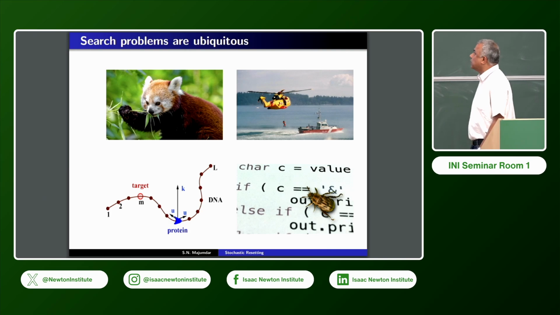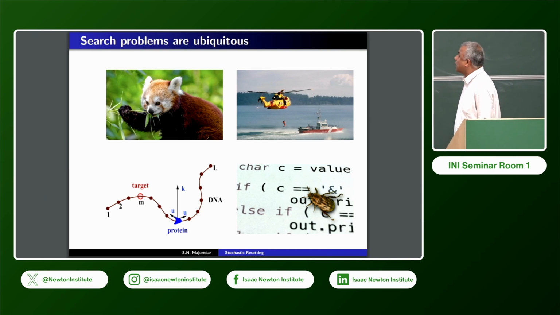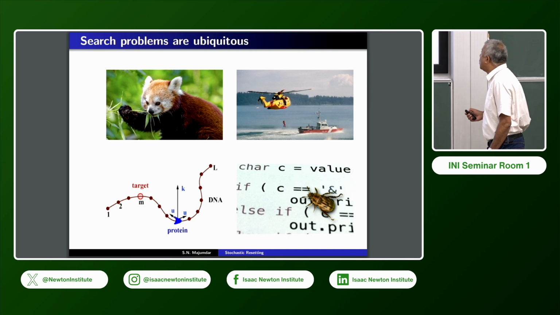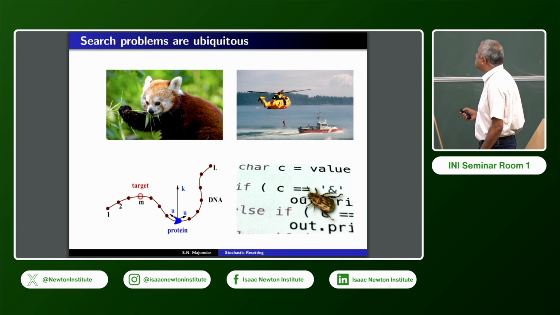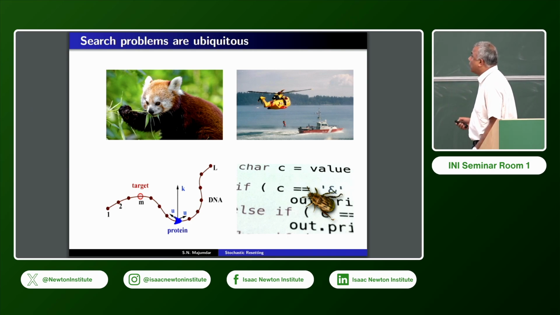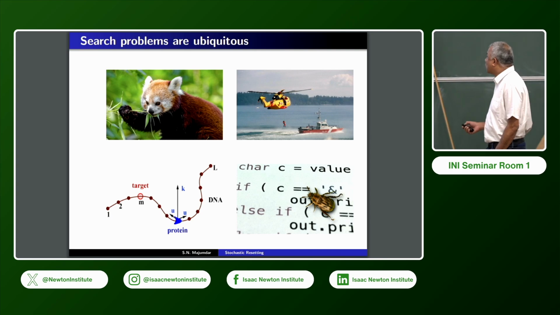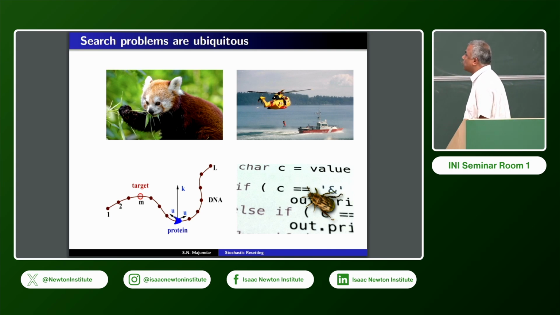The second motivation actually comes from search problems. As you know, search problems are ubiquitous in nature. So animals searching for food, or a helicopter searching for survivors after a shipwreck, or even a protein searching for a site to bind on a DNA, or even a more mundane example, when you are writing a computer program and you are looking for a bug, debugging your computer program.